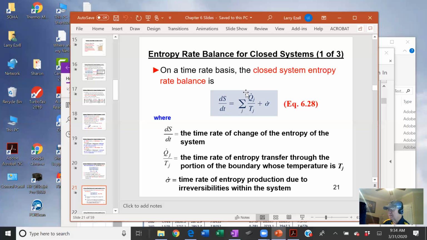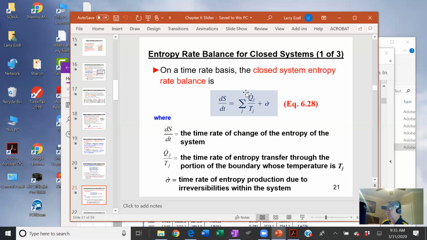And sigma is always equal to 0 or greater than 0. Entropy is always produced. If it's equal to 0, it's a fully reversible process, and no such processes exist. If it's less than 0, entropy is decreasing. No such process can decrease entropy. There's never been one developed by man that decreases entropy.